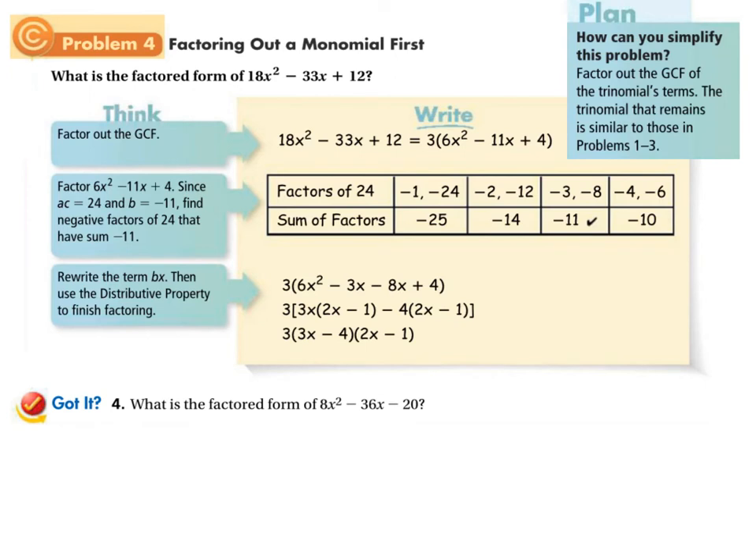If we look here, factoring out a monomial first, we look at this and we say, what can we factor out of here? Well, this doesn't have any x's in it, so we're not going to be able to pull any x's out, but they all are multiples of 3, okay? Factor out the greatest common factor of the trinomial terms. The trinomial that remains is just like what we did in the other problems. That's what this is saying right here, okay?